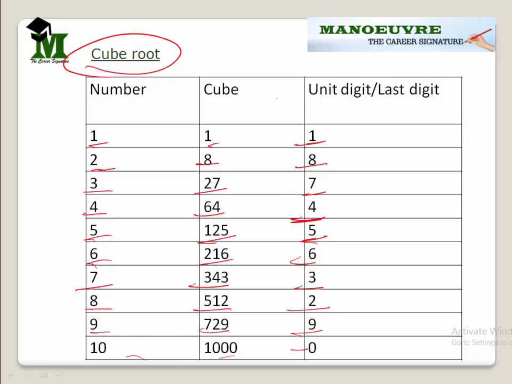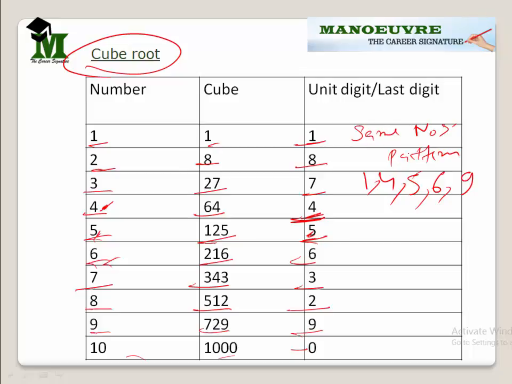Okay, so if you see, there is a same number pattern, you can say, because if you find the cube of 1, you will get 1. If you find the cube of 4, you will get unit digit as 4. If you find the cube of 5, you will get unit digit as 5. Likewise 6, and likewise 9 also.